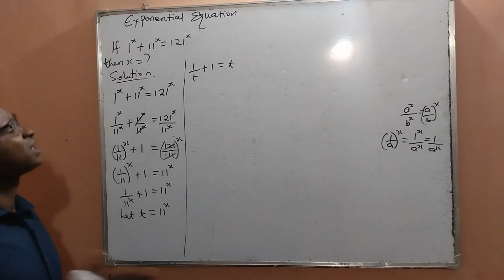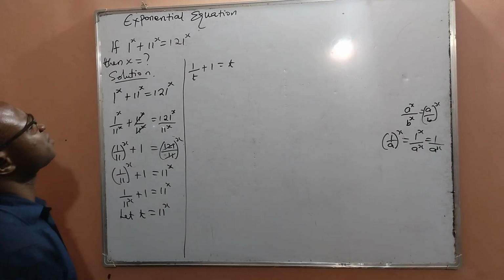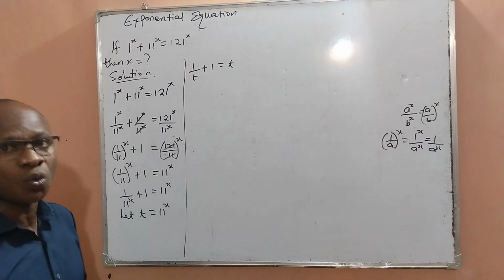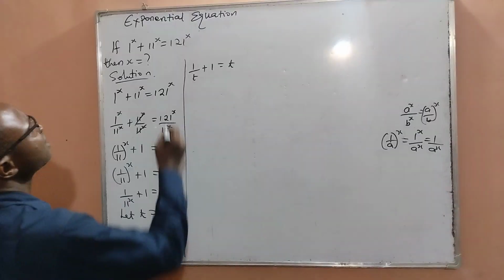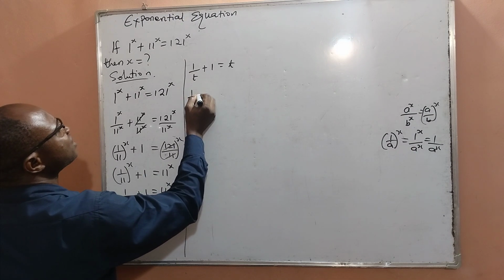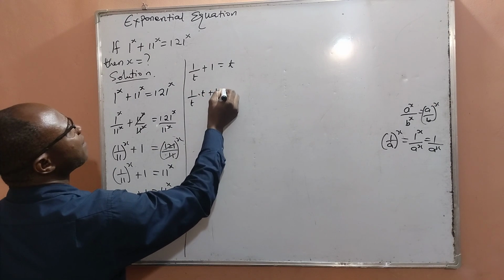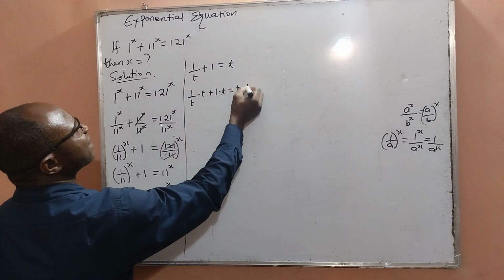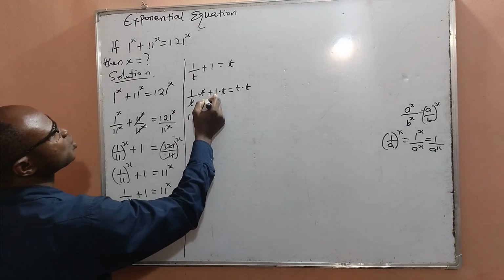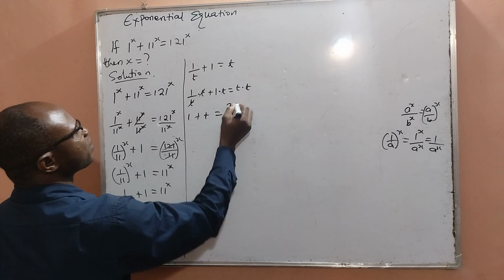Okay? Next thing I will do is that I want to multiply all through by t. The reason is because I want to eliminate this t at the denominator so that I can form what is called a quadratic equation. Alright, so multiply all through. 1 over t multiplied by t, plus 1 multiplied by t, equal to t multiplied by t. So this will cancel this, leaving me with 1, then plus 1 times t is t, equal to t times t is t squared.